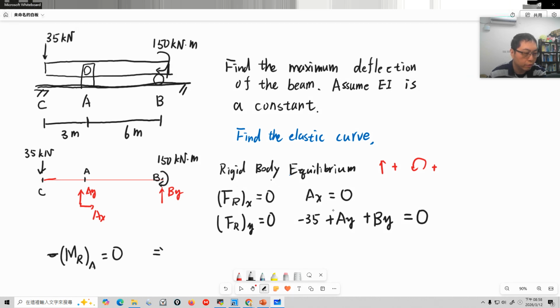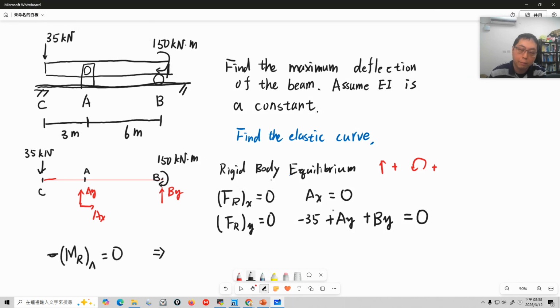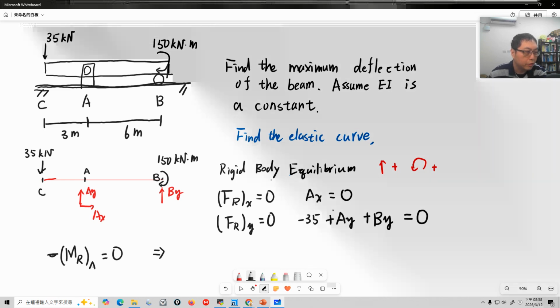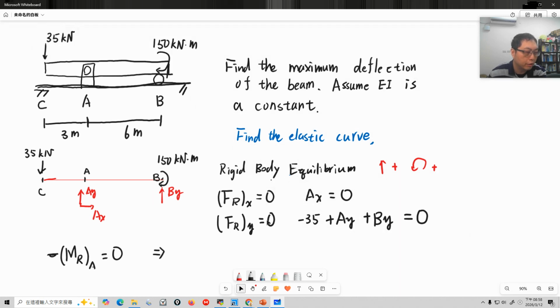So we use A as a reference point to calculate the moment. At position C there is a force of 35 kilonewton pointing down. This force will create a moment with respect to A. The distance is 3, and the reference point is here, so it's counterclockwise, and counterclockwise is positive. So it's 35 times 3.